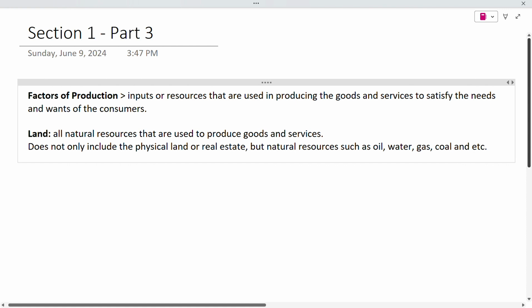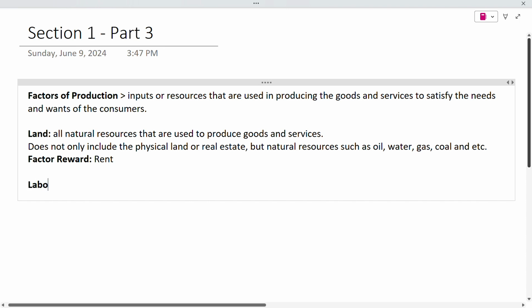Now remember that each factor of production has a reward as well. When the firm employs a factor of production, they need to pay that factor of production in terms of something. So the factor reward for land is what we call rent. The income that the owners of land earn from providing that land to the firms is the rent that they receive from it.